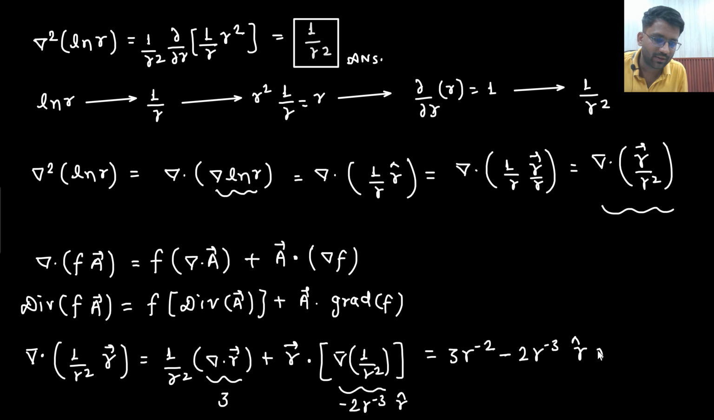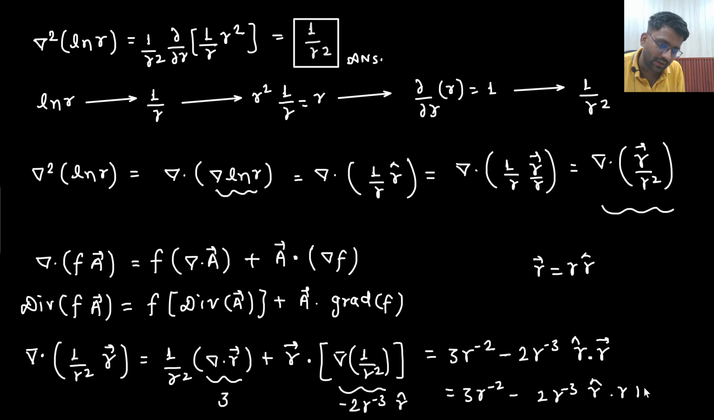Dot r vector, right? So r vector, how could it be written? This r vector could be written as r r cap, right? So here what we will be getting? 3 r to the power minus 2, minus 2 r to the power minus 3 r cap dot r cap, right? So r cap dot r cap will become 1 only, and this is r only, so this will become 2 r to the power minus 2. So 3 r to the power minus 2 minus 2 r to the power minus 2. The answer we are getting is 1 by r to the power 2.